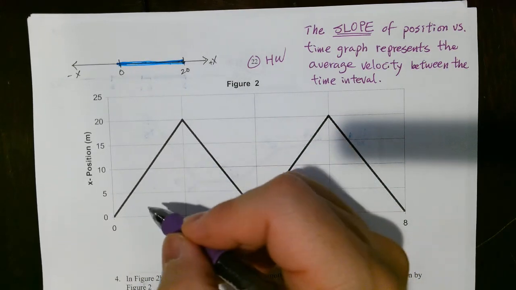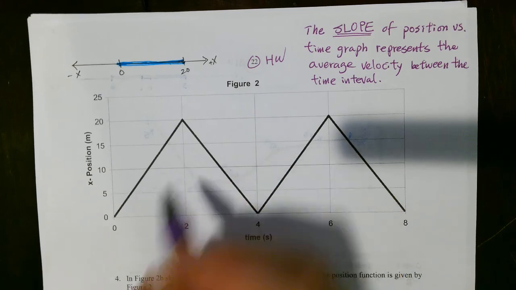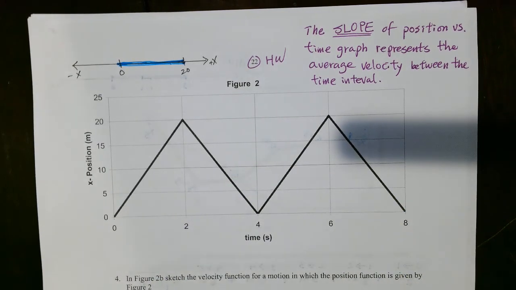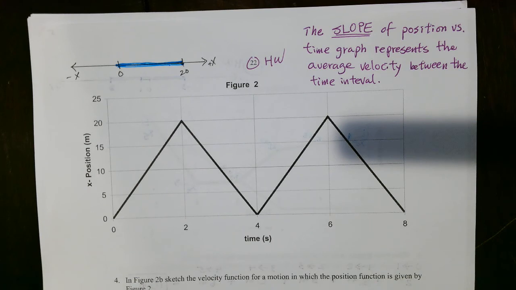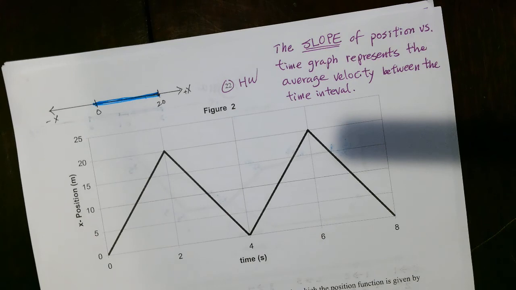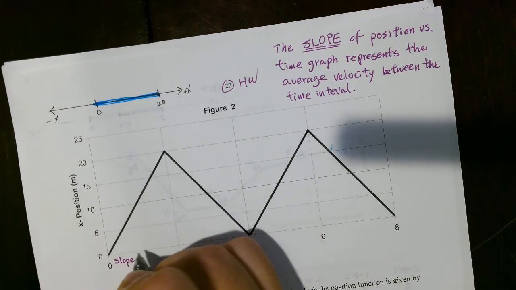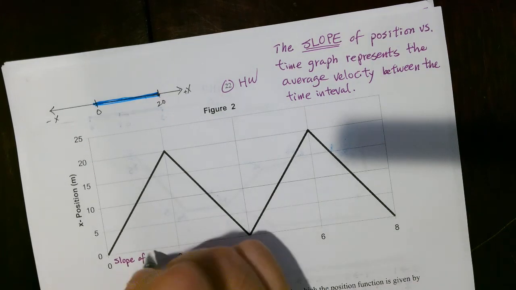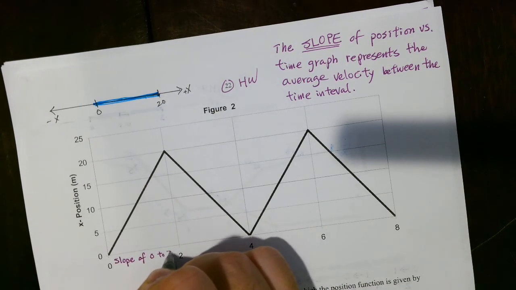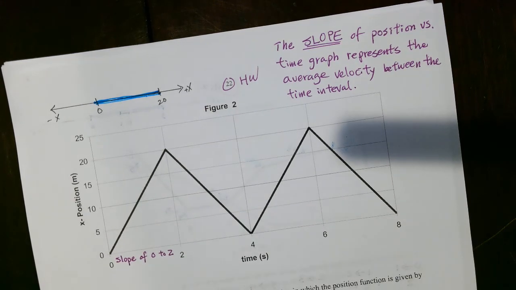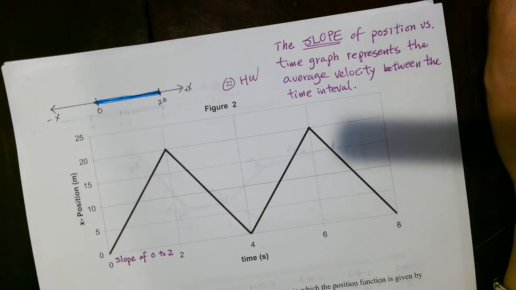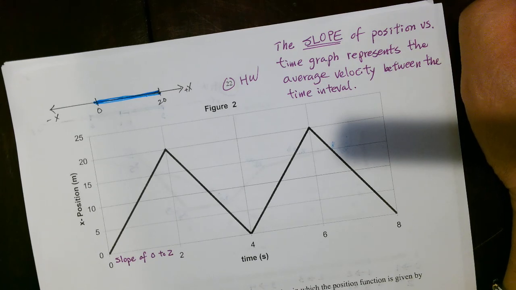So let's find the slope between 0 to 2 seconds. Somebody have a question? Aiden, you have a question? Okay. So here, let's find the slope of 0 to 2 seconds. Okay, 0 to 2 seconds. So how do we do that? How do we find slope?